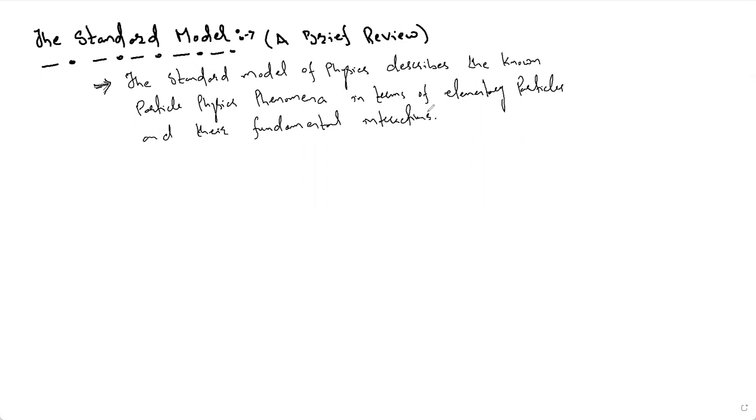Fine. So this model was actually proposed to explain all the physics phenomena that is happening in the particle physics in terms of some basic constituents, that is what we call as elementary particles and their fundamental interactions. So according to this particular model, all the matter is actually built from a small number of fundamental spin half particles.